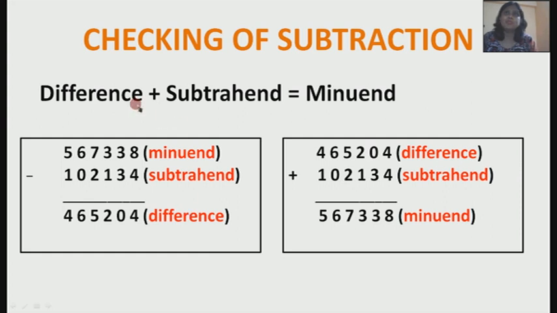The next property is a formula that helps us in checking of subtraction. The formula is that the difference or the answer plus the subtrahend or the smaller number gives us the minuend or the bigger number. As we can see here, 4 plus 4 comes as 8. Now, the use of this formula is that we can check whether the answer is correct ourselves.